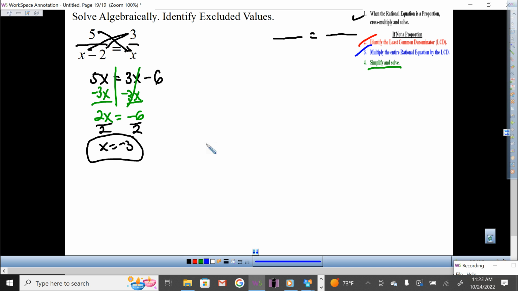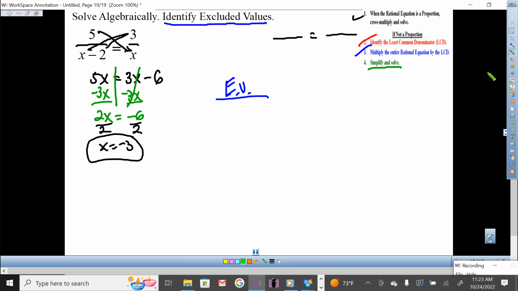However, are we done? Excluded values. Let's see if your neighbors remember from last week. How do we identify the excluded values? Talk it over with your neighbor. What do I do? All right, I think Ivan's got this. Denominators equal to 0. That is correct.